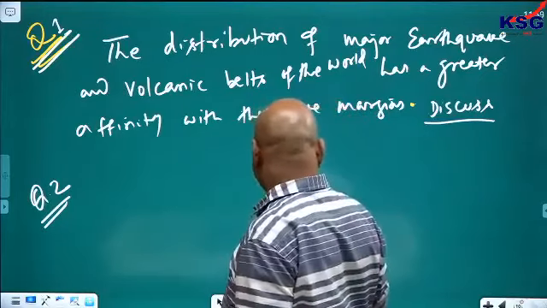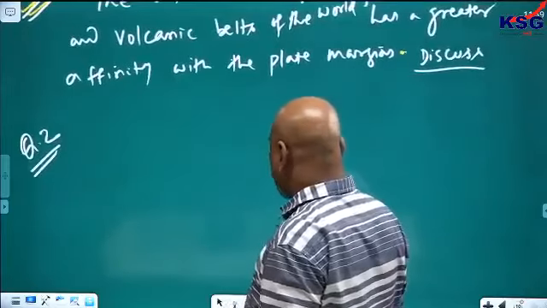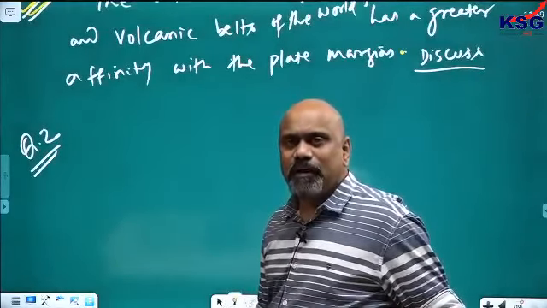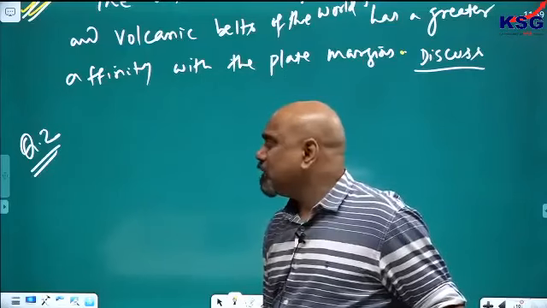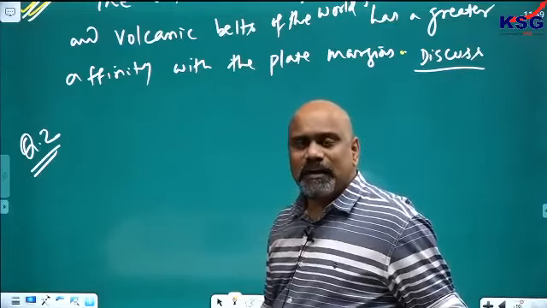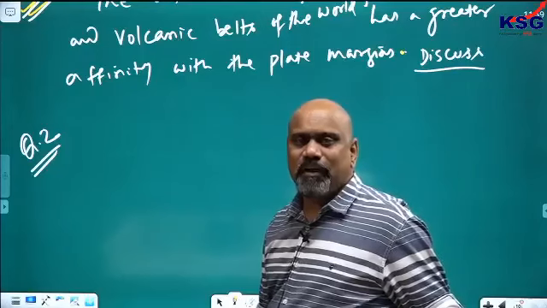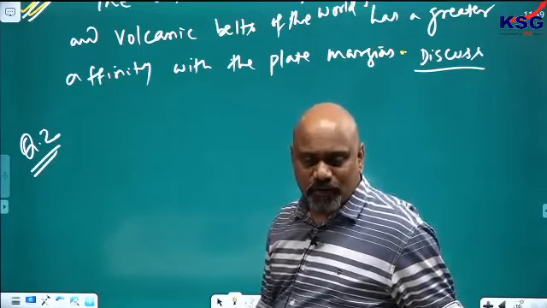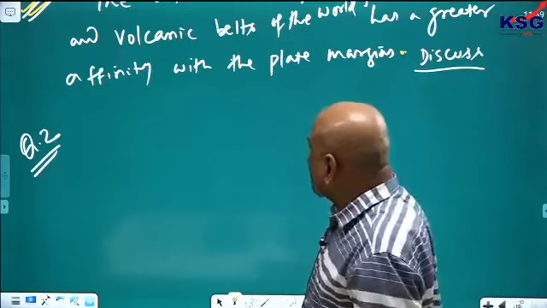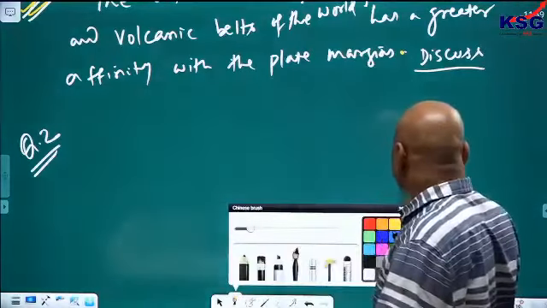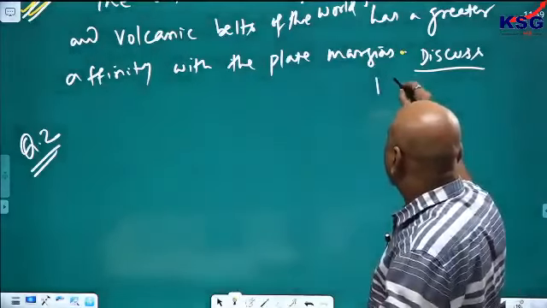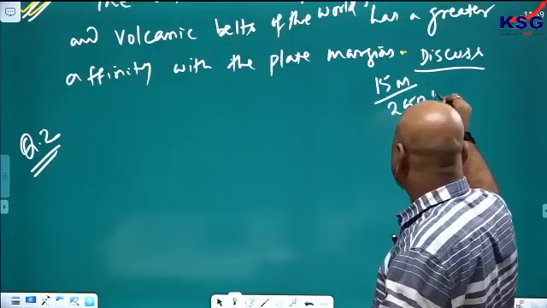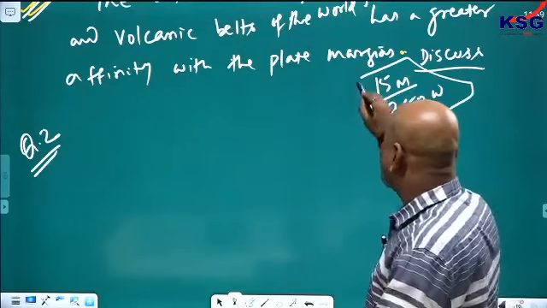Second question is about major earthquake and major volcanic regions of the world, especially the Pacific Ring of Fire. If you see, the Pacific Ring of Fire is greatly associated with what? Most of the active volcanoes are in these regions. Why is it so? Let us find out that also. All these questions are of 15 marks, 250 words.